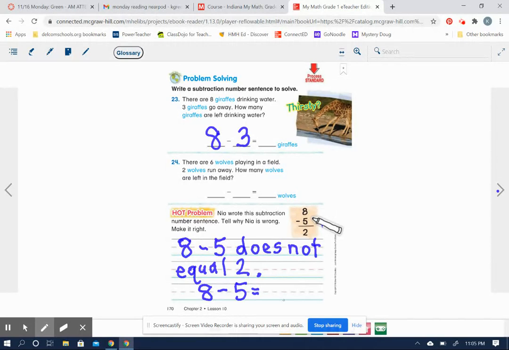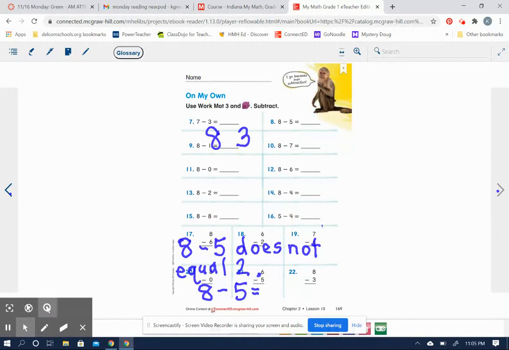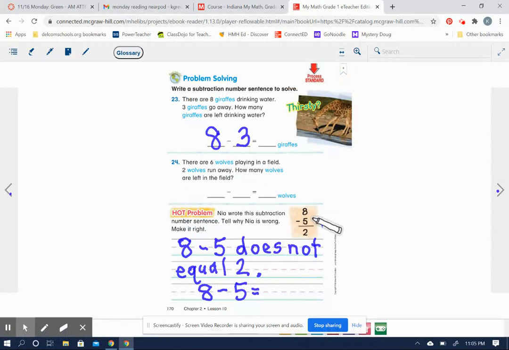Put that back in your Bear book. Don't forget to do the page on the other side. Don't forget to finish that. And then put these pages back in your Bear book.